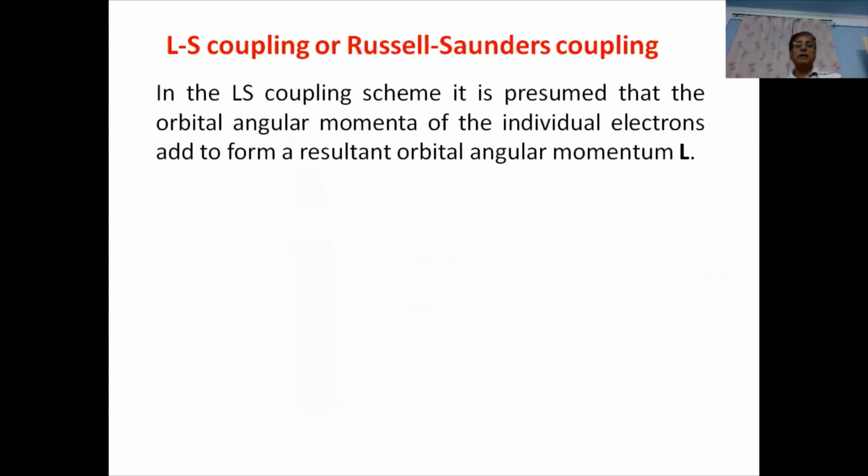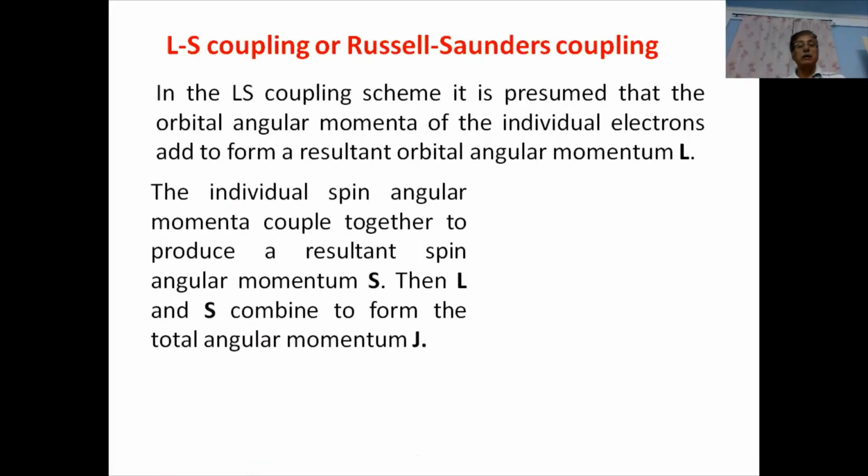In the LS coupling scheme, it is presumed that the orbital angular momenta of individual electrons add to form a resultant orbital angular momentum L, that is capital L. The individual spin angular momenta couple together in a similar way to produce a resultant spin angular momentum S. Then L and S combine to form the total angular momentum J.